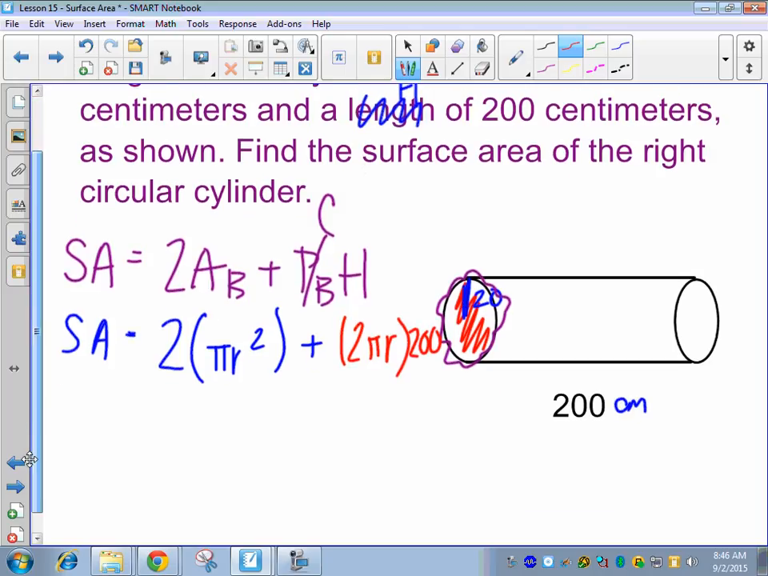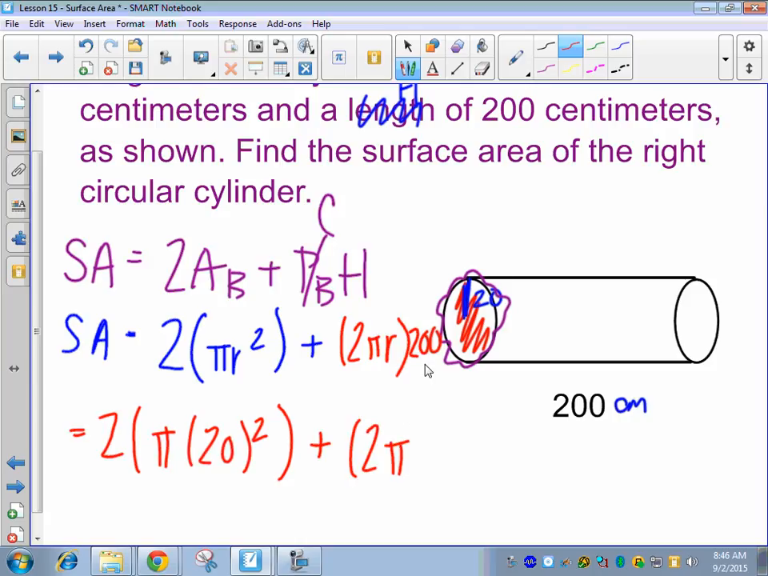Okay. Now this one is going to be a little bit less easy to go through and calculate, but we have some more stuff to fill in. So we're going to have 2 times pi. Our radius is 20 squared. Another thing, guys, especially with the circles, be really careful with your parentheses. 2 pi r, it's another 20, and then we're going to times that by 200.